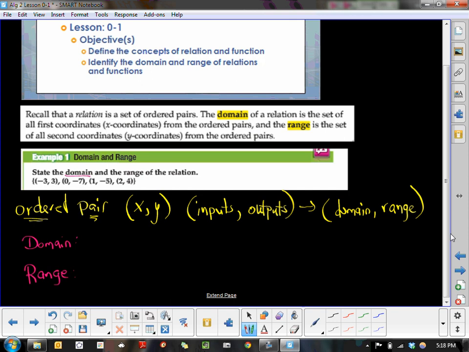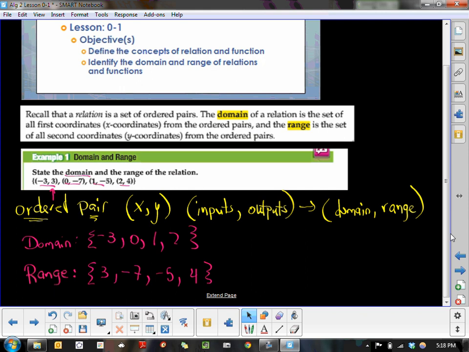So here's what we're going to do. Here's a relation, a set of ordered pairs. So all I got to do is grab all of the x values. So my domain is going to be the set of -3, 0, 1, and 2, because those are the inputs. The range then is nothing more than the y values or the outputs. So in this set, we want to grab all of these second values, 3, -7, -5, and 4.